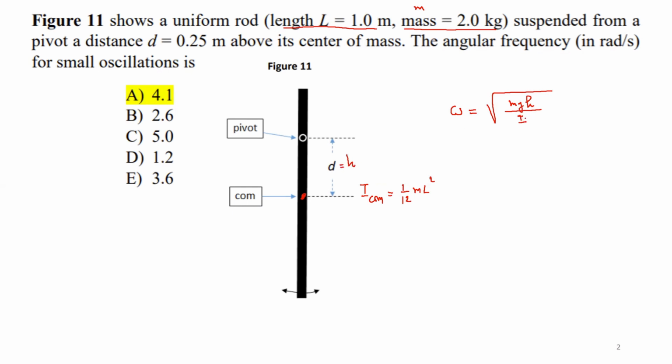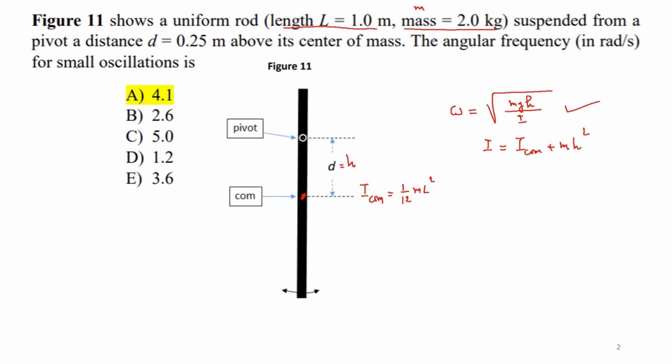The moment of inertia will be the moment of inertia around the pivot point, not around the center of mass. So what is the moment of inertia around the pivot point? You apply the parallel axis theorem. It's equal to the moment of inertia around the center of mass plus md squared, or mh squared, where h is the distance between the two axes, which is d here. Since I know everything, I can get my omega in radians per second. You remember how to get this.